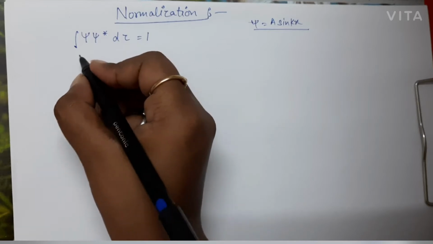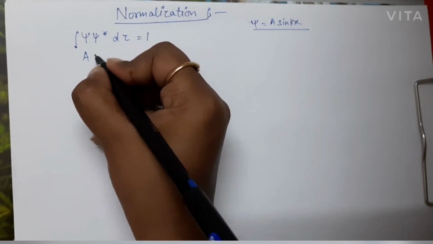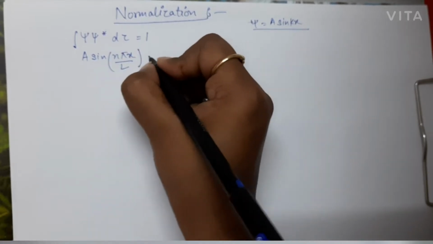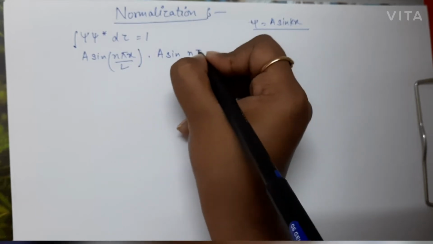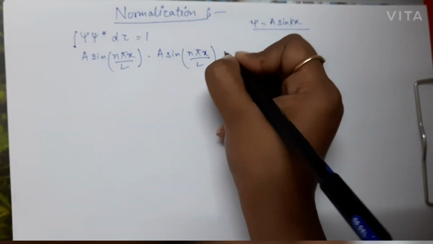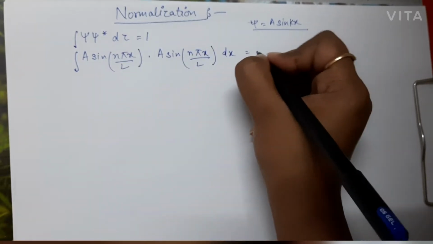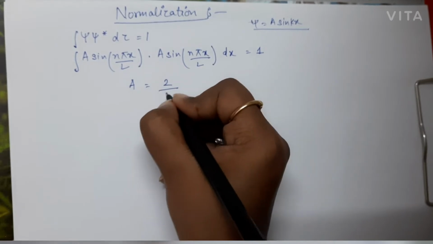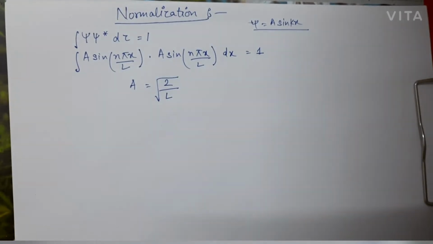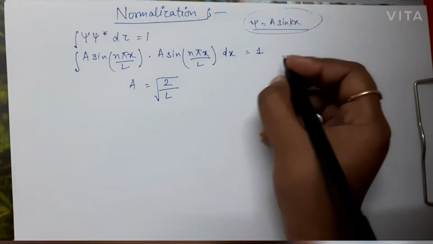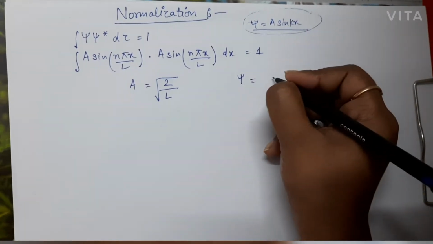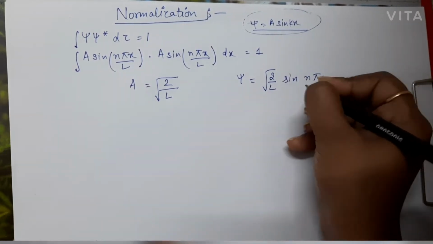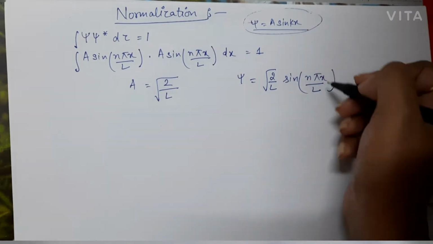Now we need to substitute the value of psi star and d tau, which will be the integration of a sine n pi x by L into a sine n pi x by L dx equals 1. After solving you will get the value of a equals root under 2 by L. Now in this equation you have to substitute the values. Psi will be equal to a sine n pi x by L, because the value of k is n pi by L.